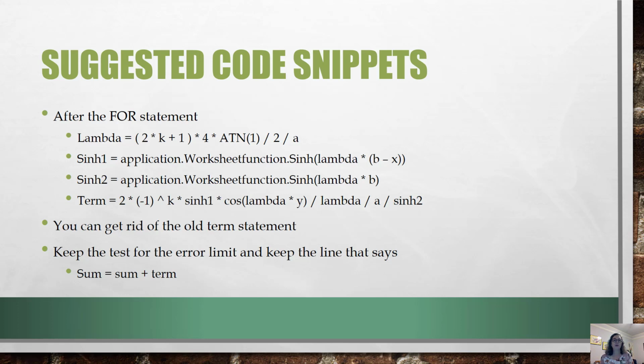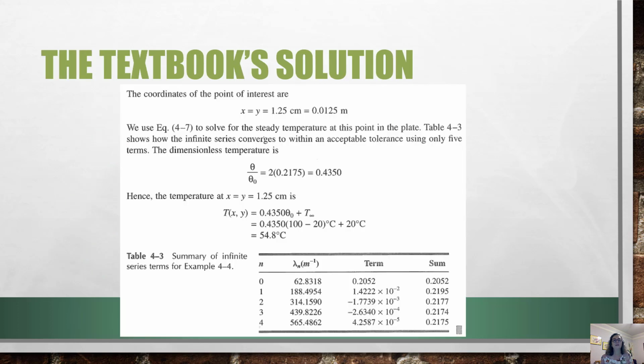Now, how will you know if you got it right? Well, I chose an example from a textbook, and they had a solution. So here's their solution. They came up with a value of T, okay, which is 54.8 degrees C, or as theta, if you're doing theta over theta naught, of 0.4350. All right, so this allows you to check your work.